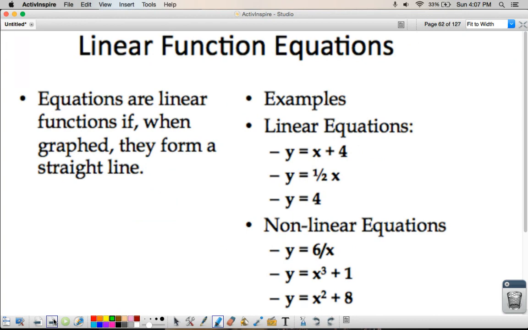So, linear functions with equations. Equations are linear functions if when graphed, they form a straight line. So with these linear equations, you can have y equals x plus 4, y equals 1/2 x. You can have y equals 4. You could also have something like, I'm sorry, not y equals.